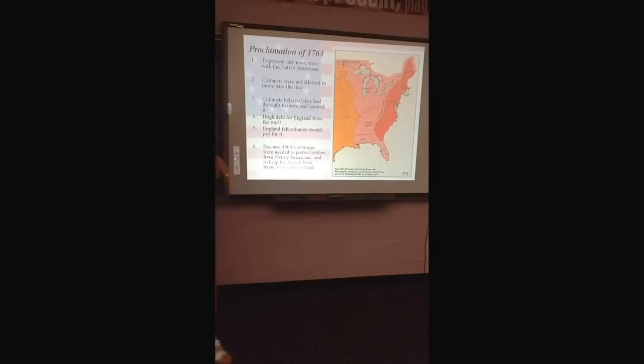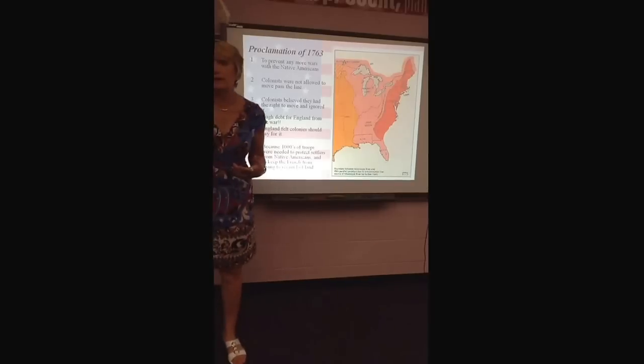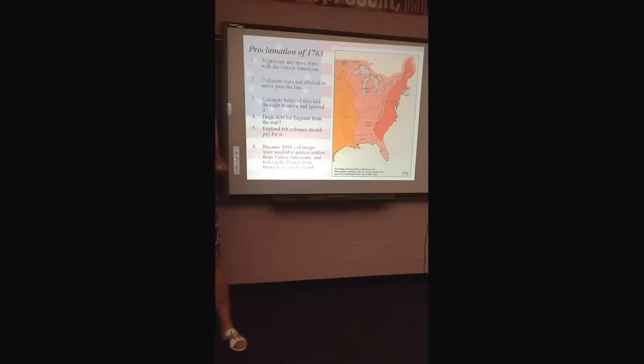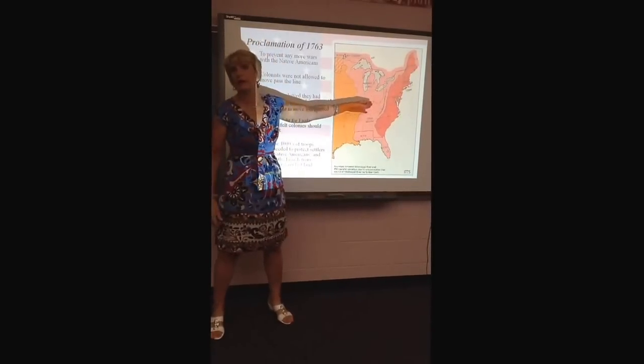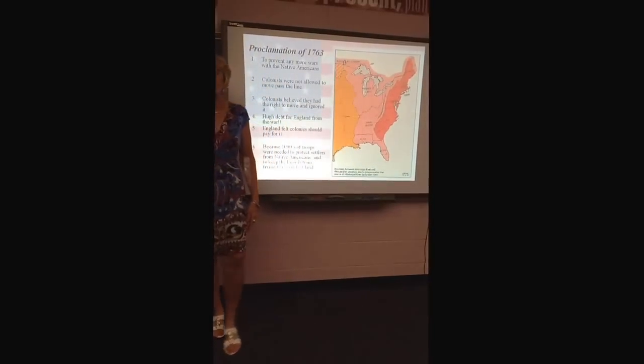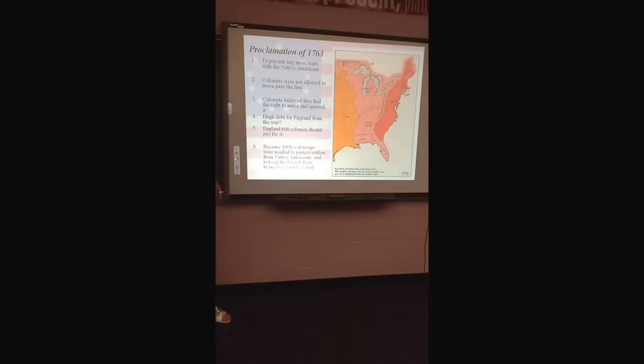It is forbidden. The colonists' reaction to that was, we fought and died for this. We have lost fathers and brothers and husbands, and we earned the right to move there. That is British territory. We should be able to move there. And so a lot of them said, screw you, king, and colonists kept moving into the Ohio River Valley.